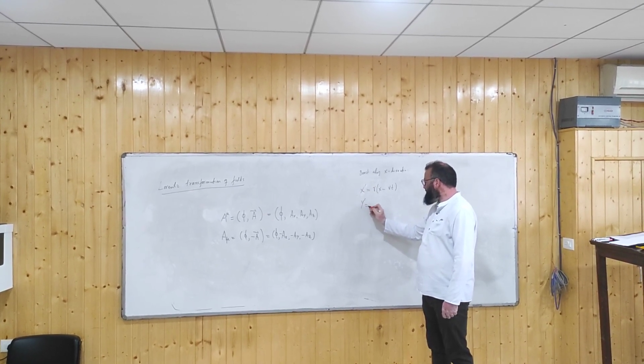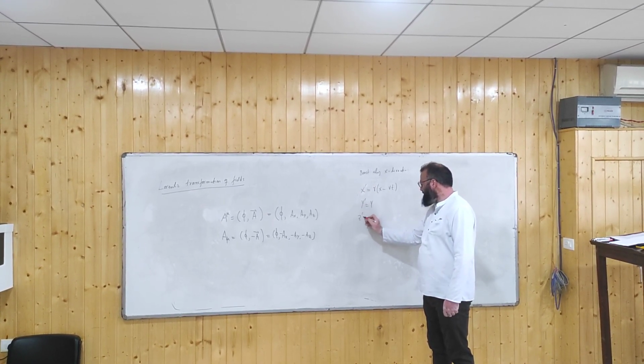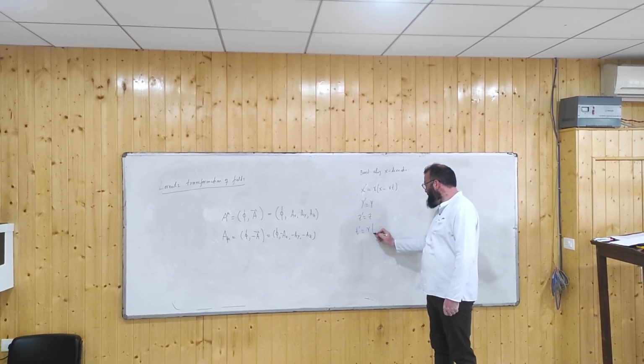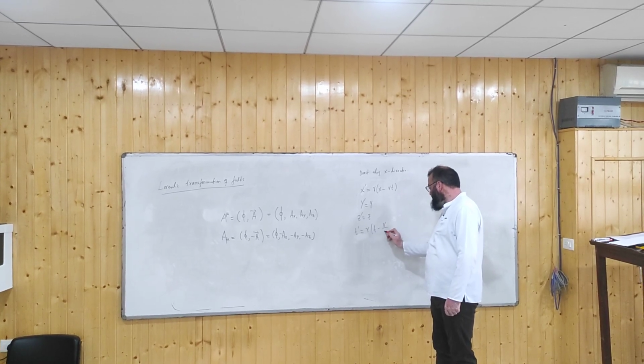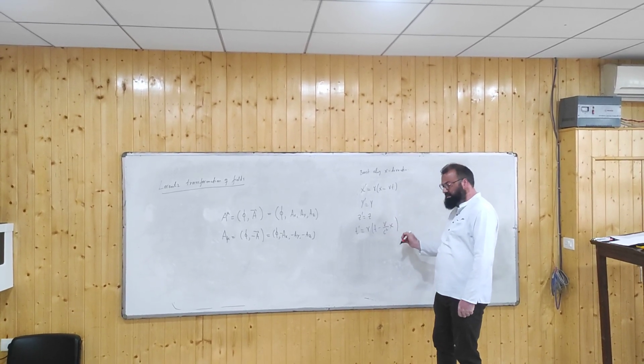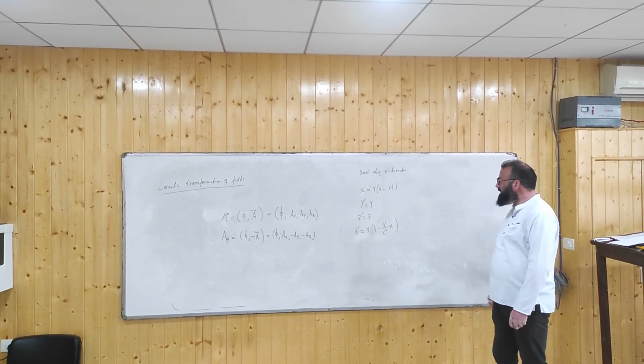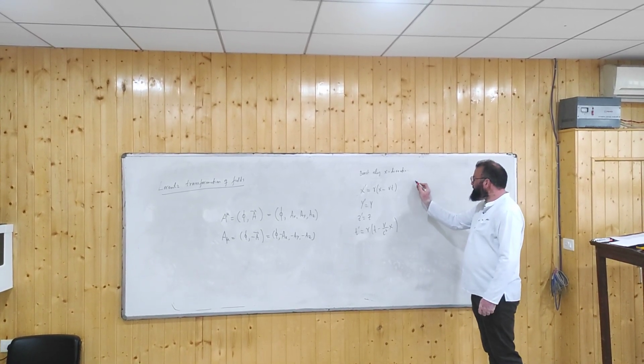Then you have y prime same as y, z prime same as z, and t prime equal to gamma into t minus v by c square x. So these are Lorentz boosts. I'm not putting in the 4 vector notation. Okay, so what does that mean?